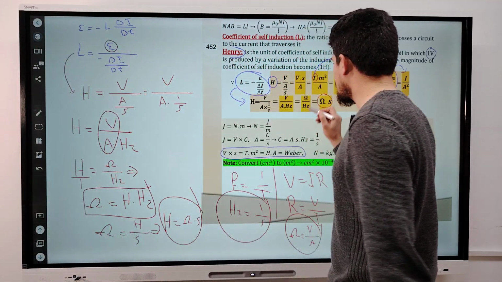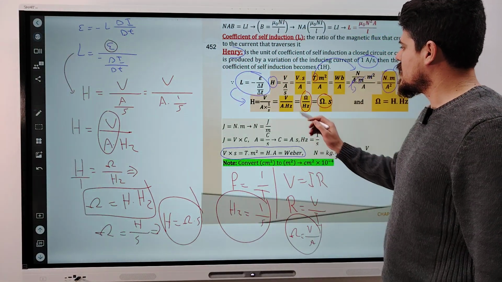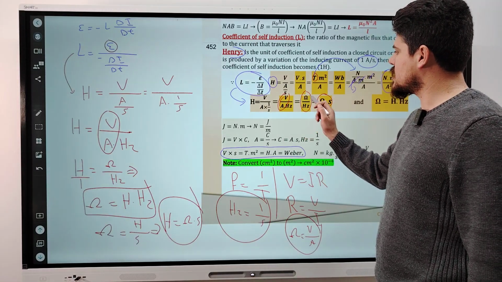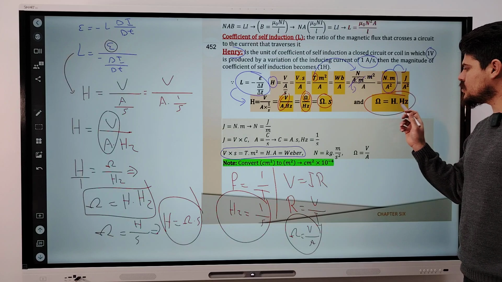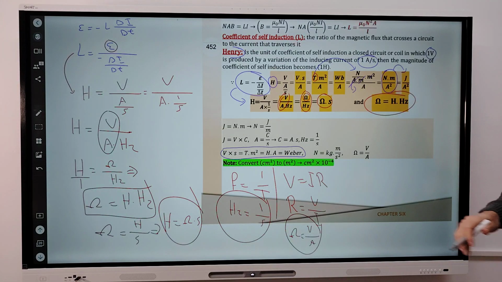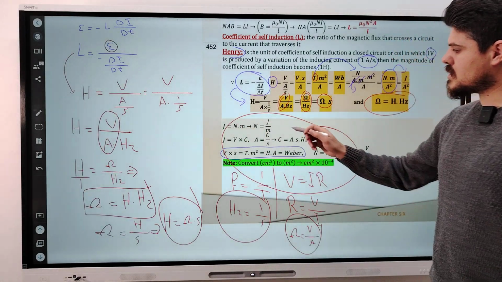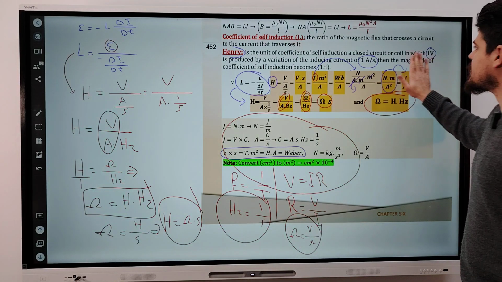Henry is equal to what? Ohm second, ohm per hertz. Why? Because V over A is equal to ohm and ohm is equal to Henry hertz. So these are the units just for knowledge, okay?